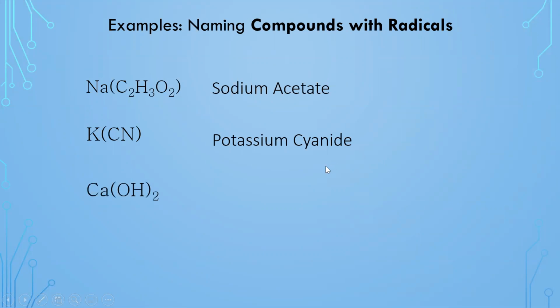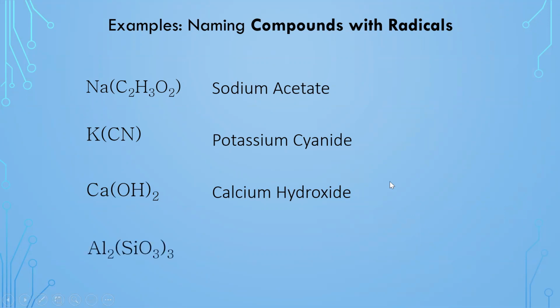In this case, I have a radical that has a subscript on the outside, so I have to use parentheses. I have an element and then a radical. So this is calcium, Ca, and then hydroxide, OH.